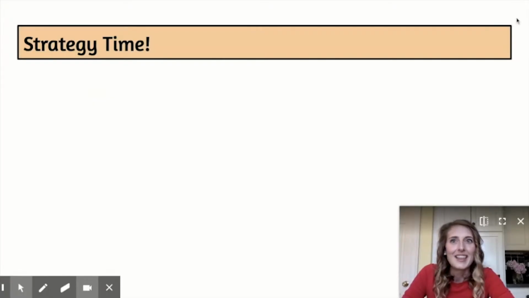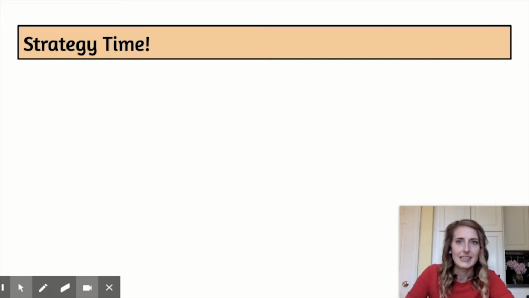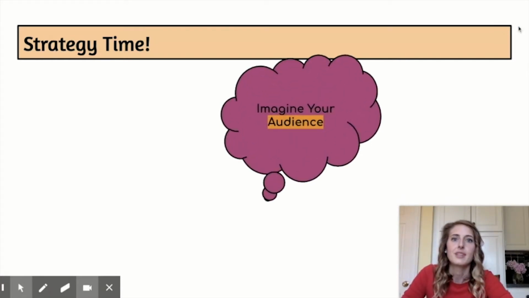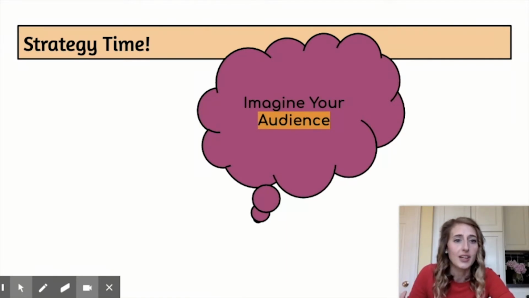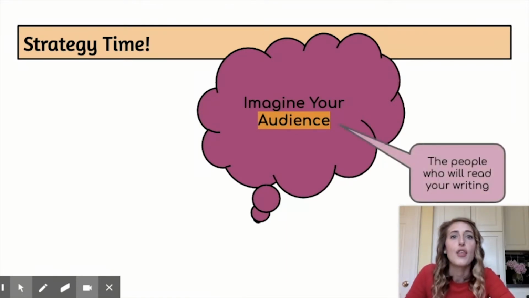Now, writers, I'm imagining that you, like me, are sitting down with your notebook or your piece of paper, and it's blank. And getting started writing is usually the hardest part. Now, I have a strategy for you for when you are just sitting down to write. Are you ready? The strategy or the idea, the tip, is imagine your audience, or you could say the people who will read your writing.